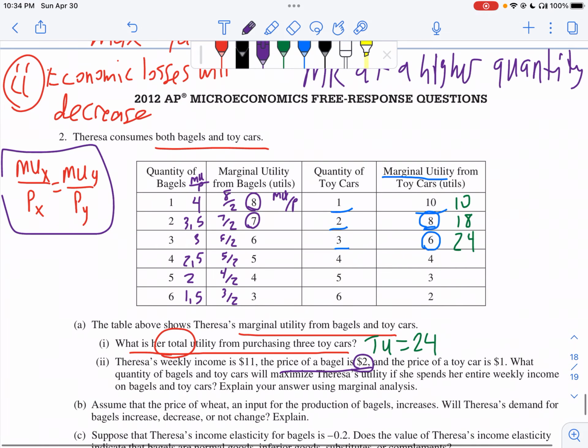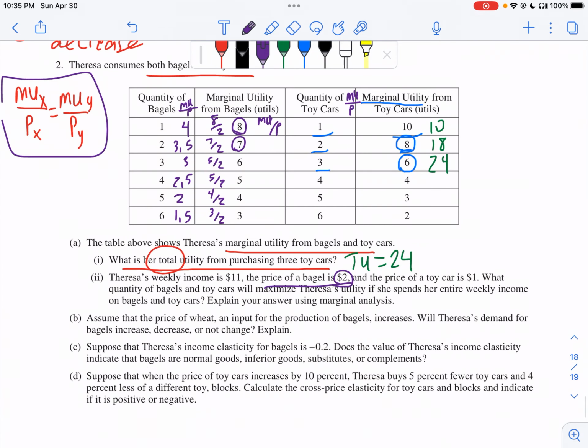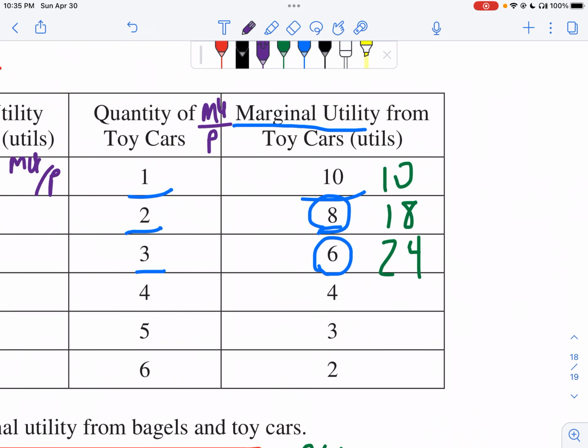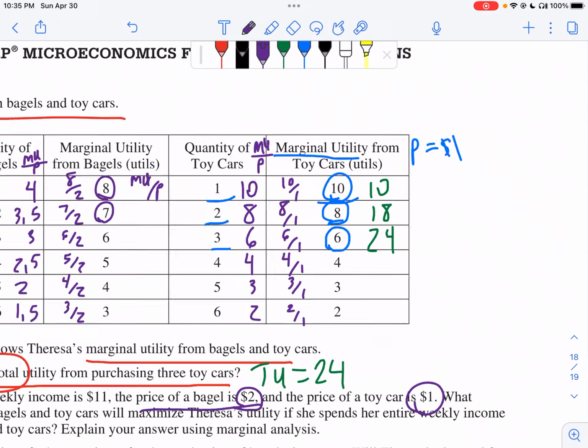I will now be doing the marginal utility divided by price for toy cars. So what's the price of a toy car? It's $1. If you need a calculator, no judgment here, but all we're doing is 10 divided by 1, 8 divided by 1, 6 divided by 1, 4 divided by 1, 3 divided by 1, 2 divided by 1. All we're doing is the marginal utility divided by the price, which is 1. So that would be 10, 8, 6, 4, 3, 2.